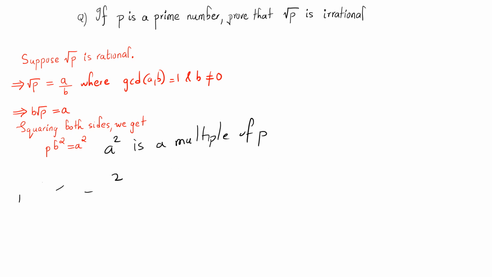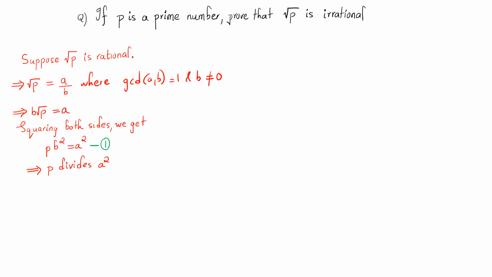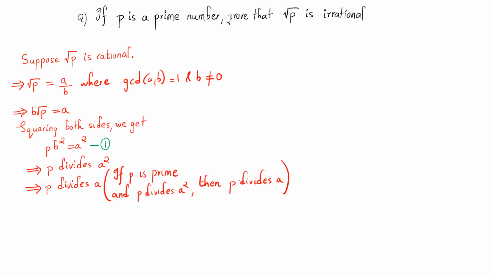So if a square is a multiple of p, it basically means p is dividing a square. So let's label this one as equation number 1, and from this we can conclude that p divides a square. But remember something, p happens to be a prime number, and theorem 1.2, which we saw in the previous slide, states that if p is dividing a square, p divides a. Why? Because p is prime and p is dividing a square, then of course p divides a. That is the theorem.